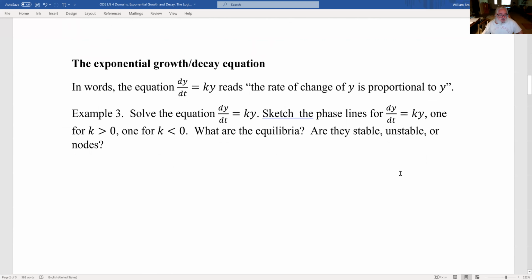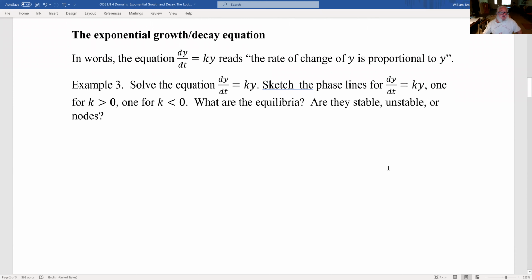So, a couple of examples. One is the exponential growth and decay equation, dy/dt equals ky. Remember that a derivative is a rate of change. The rate of change of y is proportional to y. Whenever we have the rate of change of y proportional to y, then we get our exponential growth and decay. And this is a solution that's easy to solve.